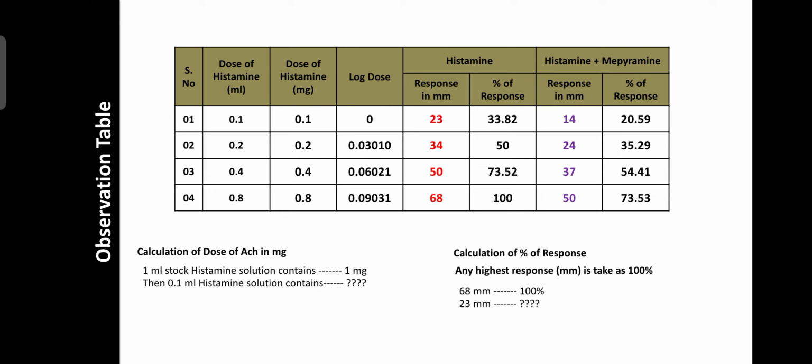The same calculation was applied to the percentage of response of histamine in the presence of mepyramine, where the 100% response should be considered as the highest response of histamine alone. Like that, the 14 mm response is 20.59, then the 24 mm response is 35.29, then the 37 mm response is 54.41, then the 50 mm response is 73.53.